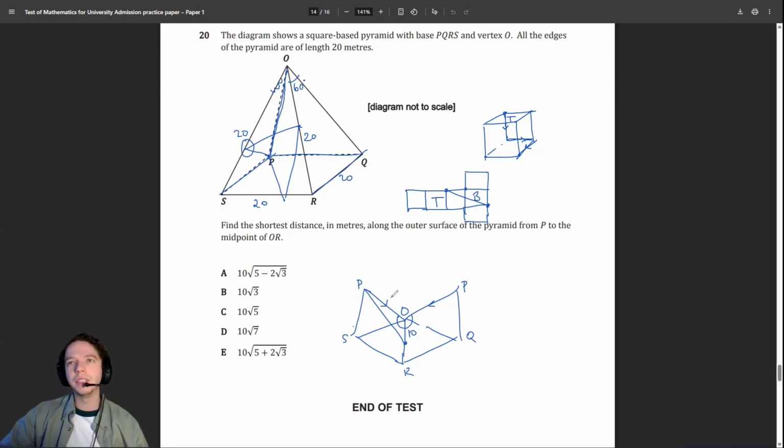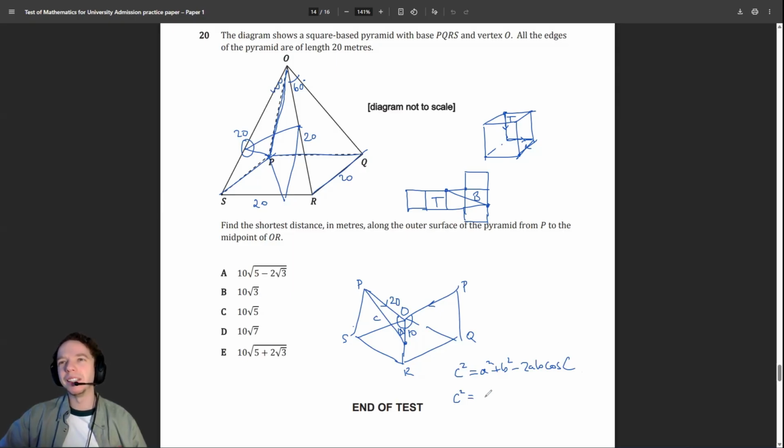I know this is 10. I know this is 20. I know this is 120 degrees. So yeah, can I use some kind of cosine rule? I suppose, right? Cosine rule, pretty straightforward. So c squared equals a squared plus b squared minus 2ab cosine C. Maybe there's a more elegant way, but I'm going to go with that.